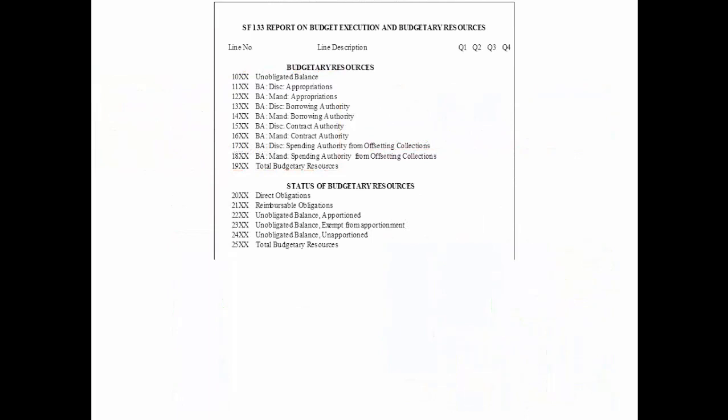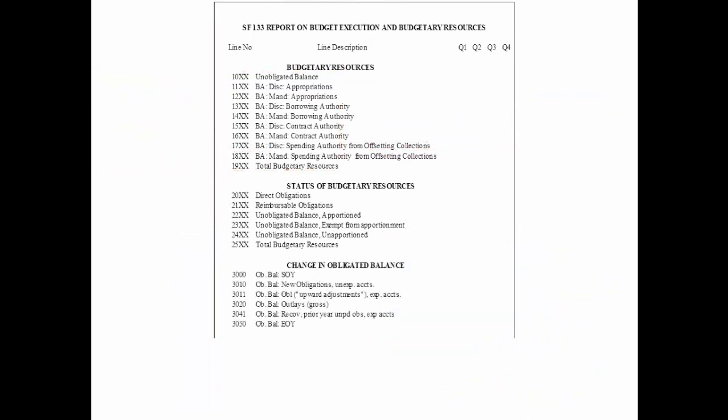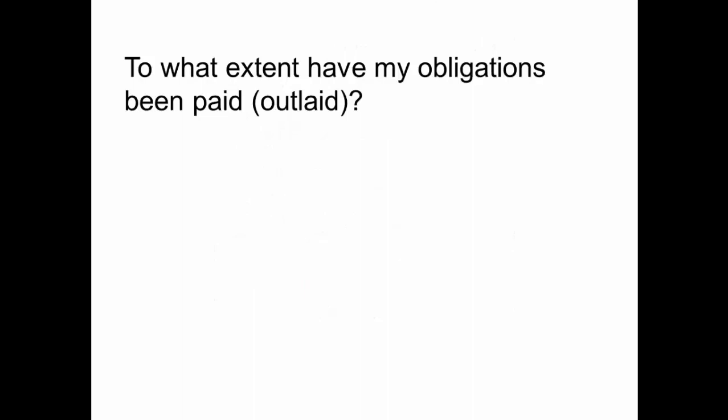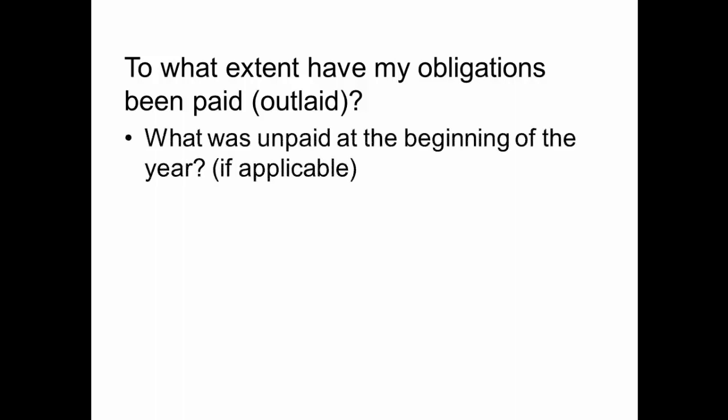Now let's move on to the 3000 series lines, change in obligated balance. This section is going to tell us the extent to which obligations have been paid or outlaid. First, we'll see how much we have in unpaid obligations at the beginning of the year, if applicable. What do I mean, if applicable? Well, if you're reporting on a new appropriation in year 1, there cannot be any unpaid obligations at the beginning of the year. After year 1, however, you will most likely see unpaid obligations at the beginning of the subsequent year.